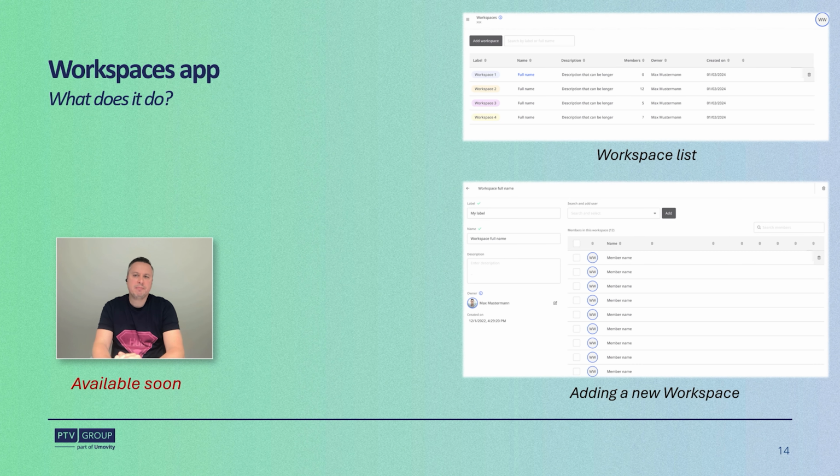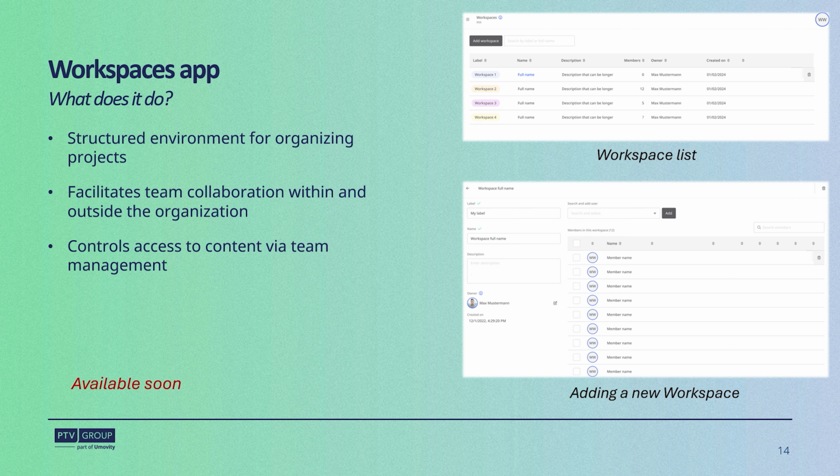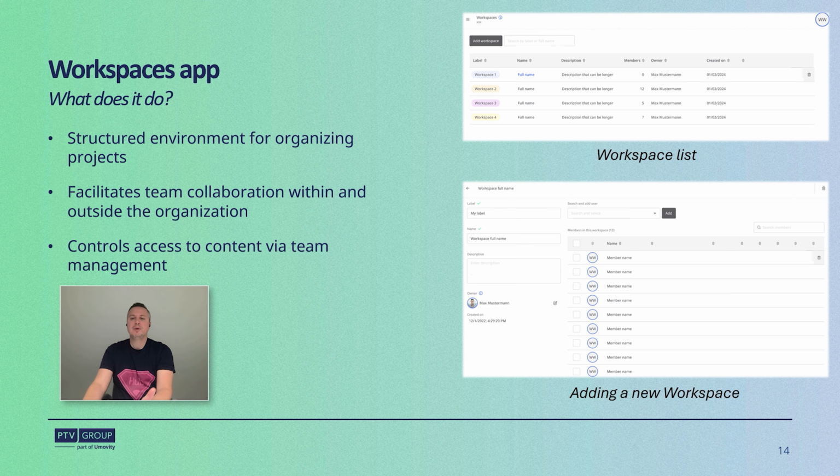Next, the Workspace app, which is currently under development but will be releasing soon, shows a structured environment for organizing projects. It facilitates team collaboration and controls access to content via teams consisting of internal and external organizational team members. This app's goal is to simplify model and project organization to quickly find and access the content and the dashboards for your project. Essentially, workspaces are just like tags in the backend, but they behave like content filters and function like Windows Explorer folders for your project.